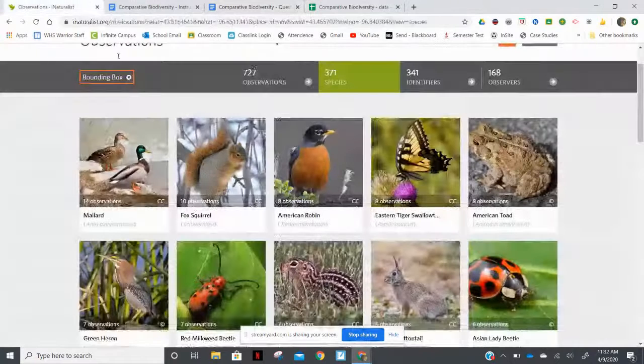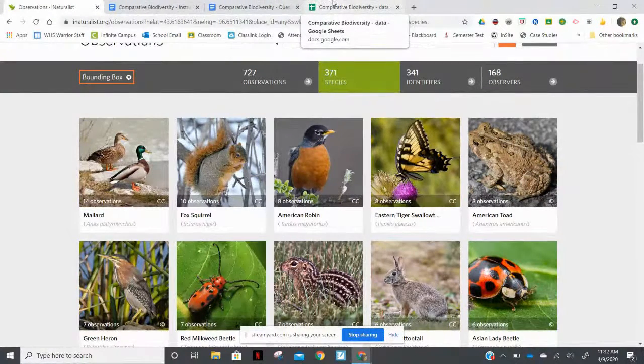So going back to iNaturalist, we could see in Sioux Falls, the mallard is the one with the most observations. And the idea is just to get them to explore how many different species there are, which species is in the highest amounts, and really work through that process of investigation.